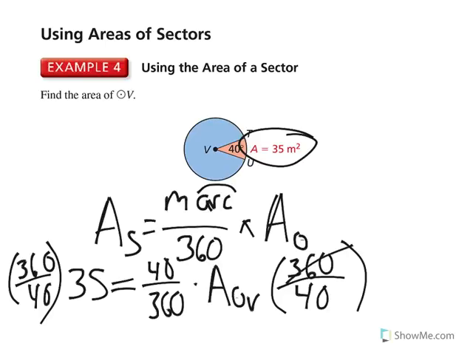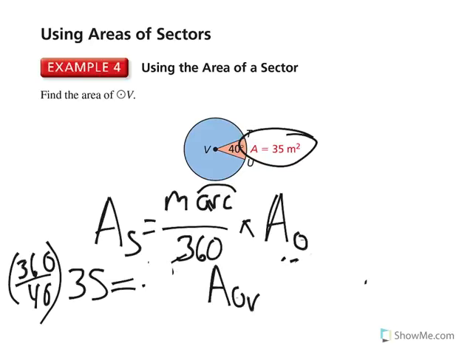On my right side, the 360s cancel because one's on top, one's on bottom. The 40s cancel. Now if I multiply that on the left side, I'll be left with just the area of my circle. When I multiply this out, I'm going to end up getting 315. This is measured in meters, and it's still area, so it'd be meters squared. It would be the area of our circle V.